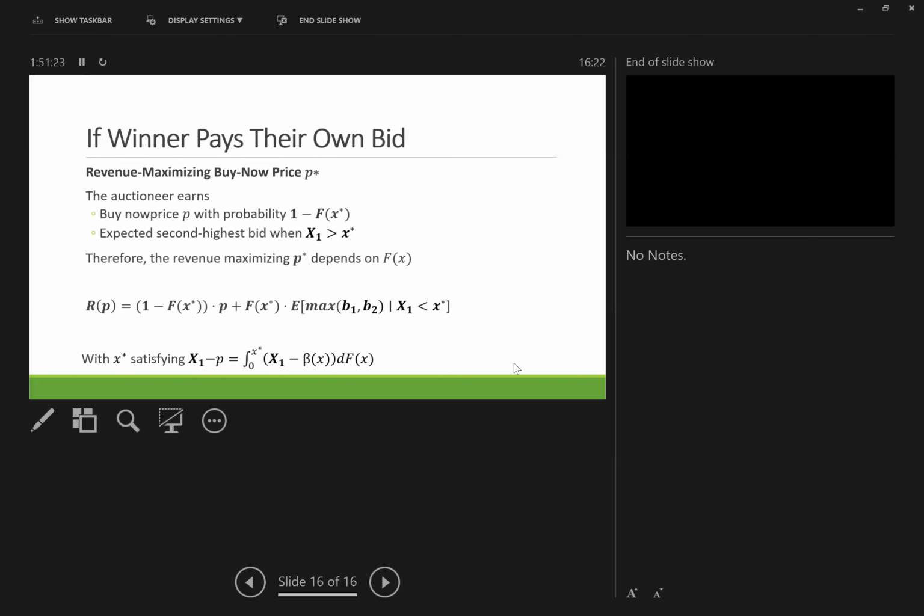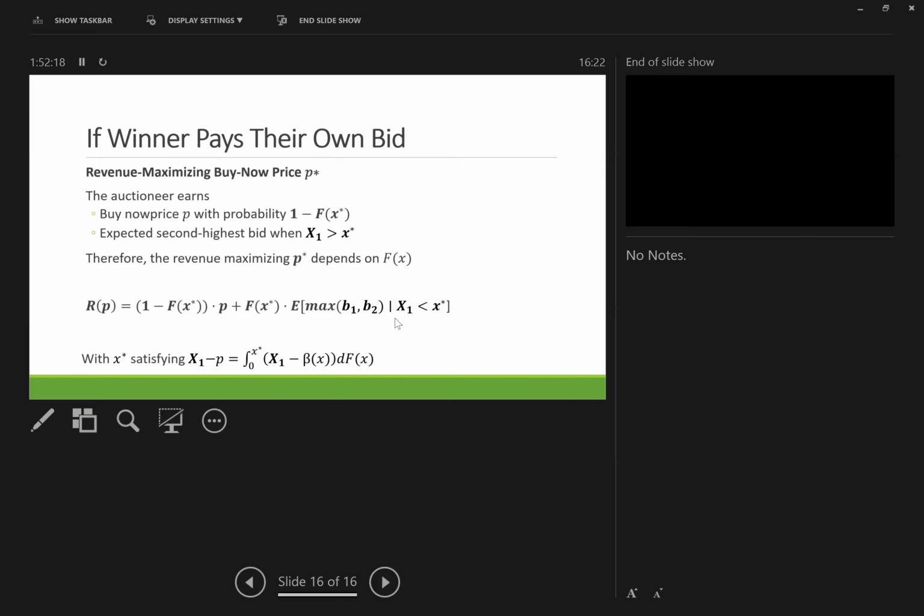So the revenue maximizing buy now price in this case would be that the auctioneer would earn the buy now price, which is also dependent on the first bidder's value, equivalent to P, or the buy now price, and the expected second highest bid when X1 is... oh no, it shouldn't be the second highest. So there is a mistake here. I'll correct it when I'm sending the slide to you.